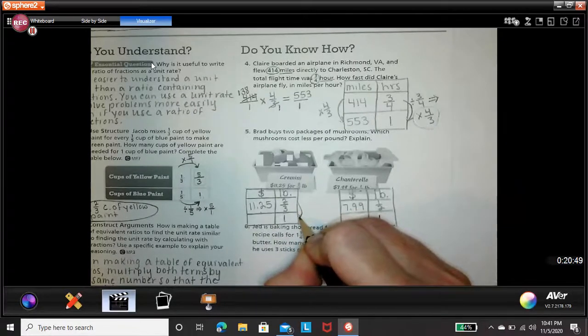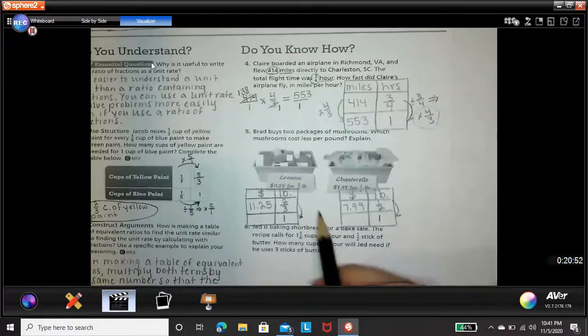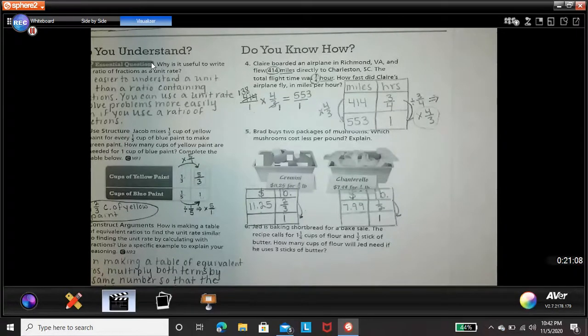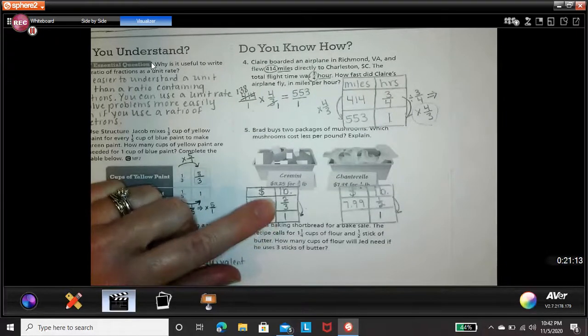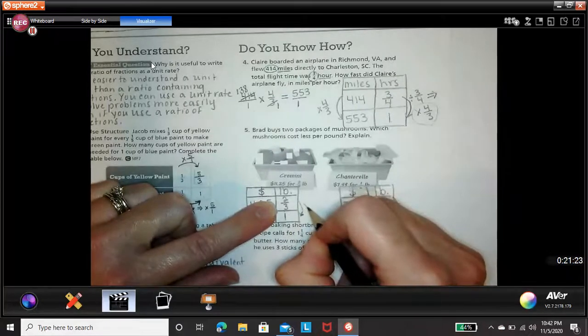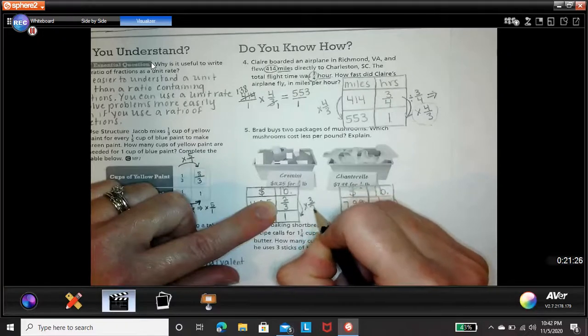Next, go ahead and write what you're going to either divide or multiply by to get to that 1. To go from 2/3 to 1, we would have to divide 2/3 by itself. So 2/3 divided by 2/3 is 1. But dividing by a fraction is the same as multiplying by its reciprocal.